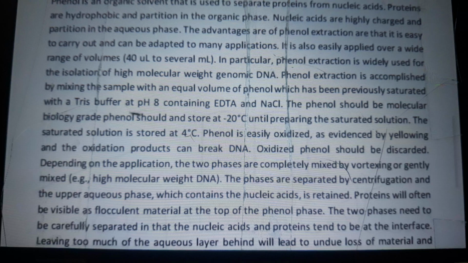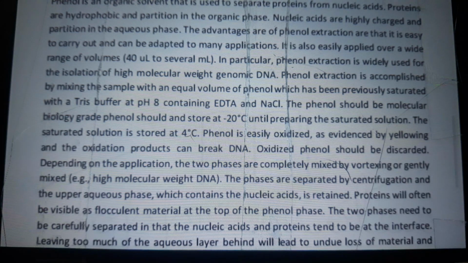It is also easily applied over a wide range of volumes, 40 microliters to several milliliters. And in particular, phenol extraction is widely used for the isolation of high molecular weight genomic DNA.